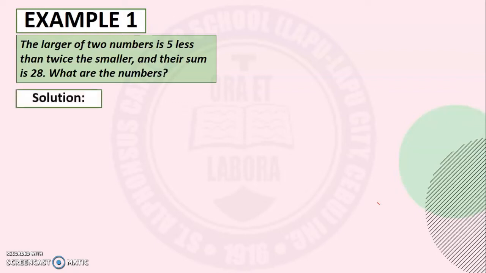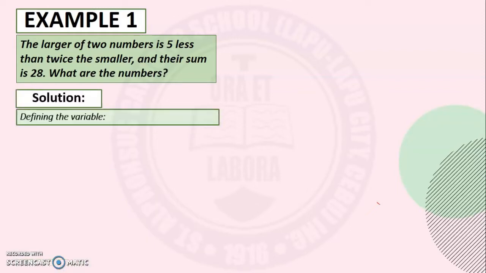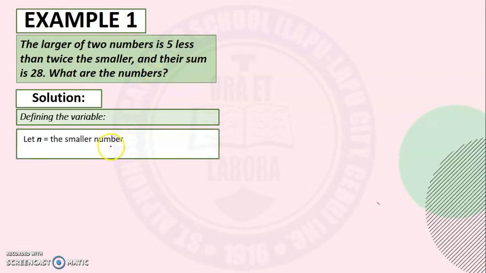First, we need to define the variable. Since we are given two numbers here and we don't know what these numbers are yet, we need to represent these numbers using a variable. So we can say, let n be the smaller number.